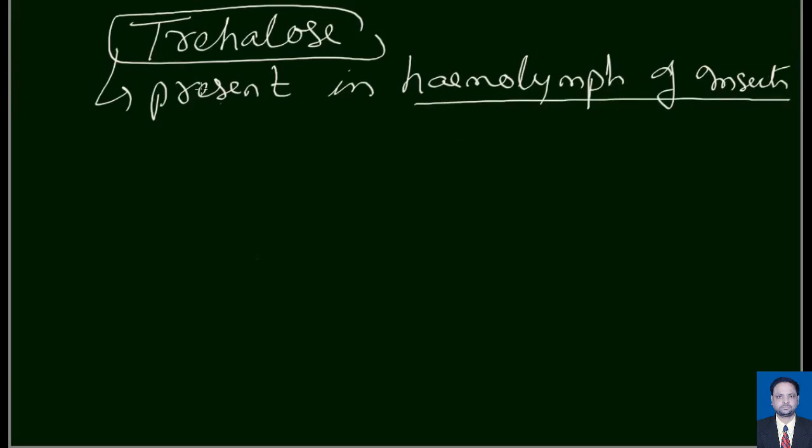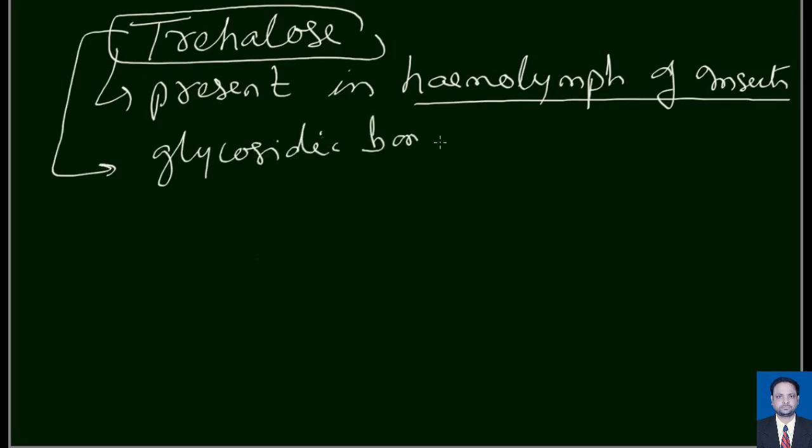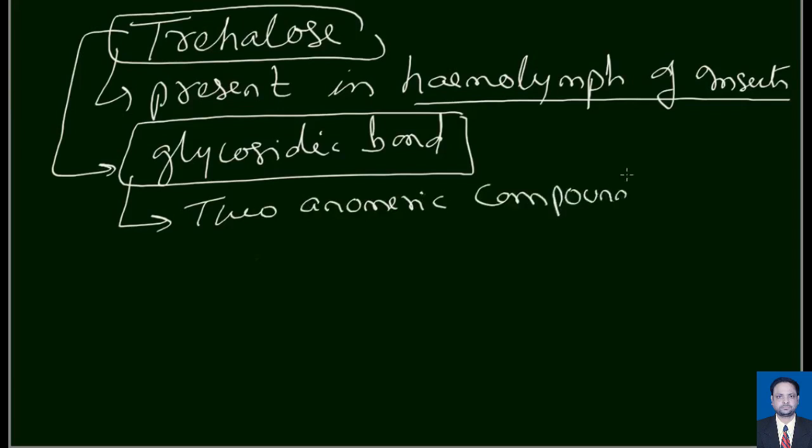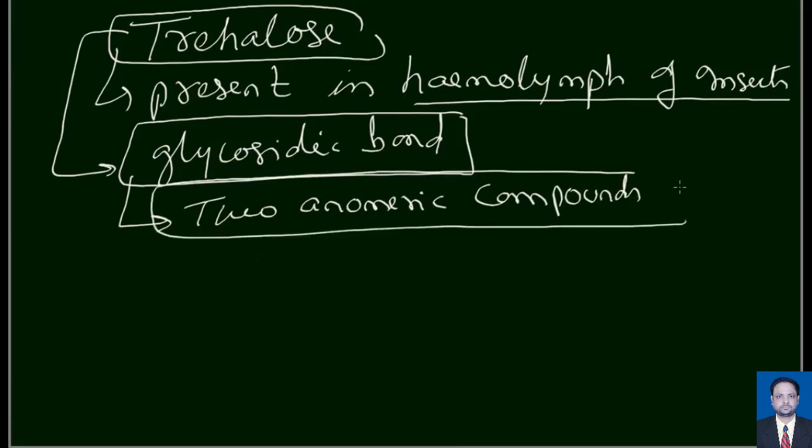And trehalose also contains a glycosidic bond. It is a linkage between two anomeric compounds. There are two types of anomeric compounds present, not a single type. One is alpha type, another one is beta type.